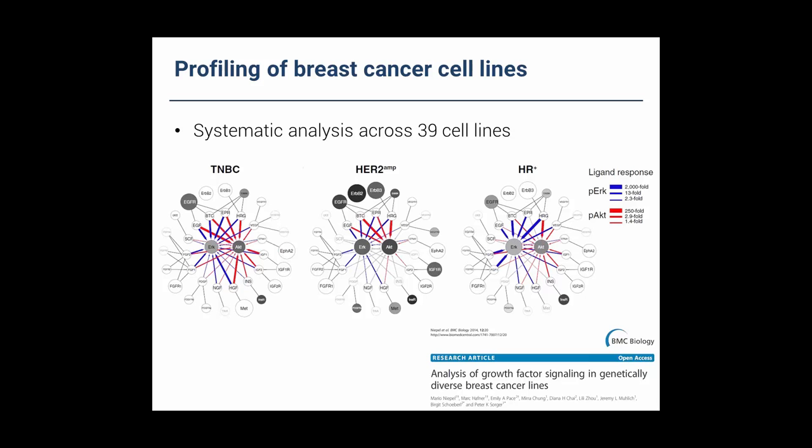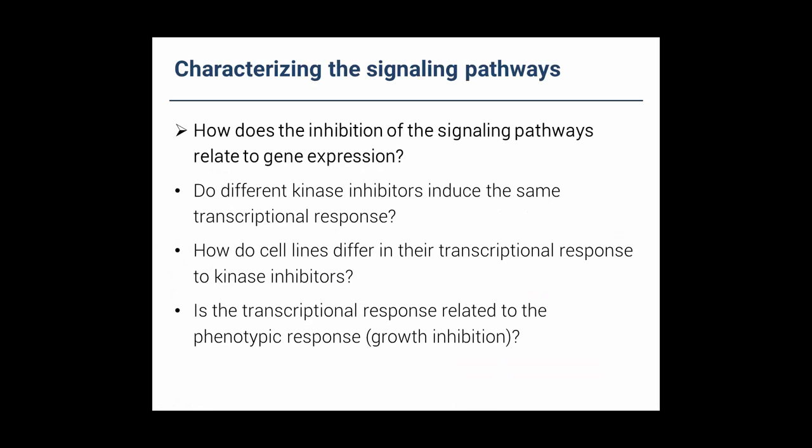And finally, the last subtype, which is the hormone positive, is characterized by no particular activity of the receptors, but a very strong response on ERK, a strong bias actually, as you see with the blue lines being rather wide, whereas only heregulin can induce a response in AKT among the hormone receptor positive cell lines.